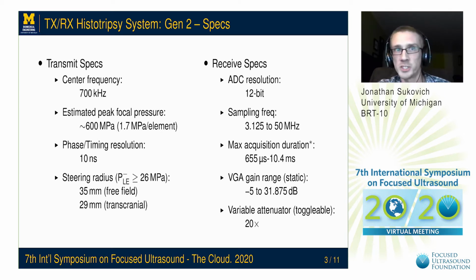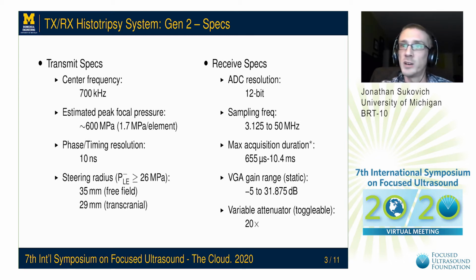Peak rarefactional pressures at the focus are about 600 megapascals. There's 10 nanosecond transmit resolution, and it's got a steering radius of about 30 millimeters through the skull. On the receive side, the ADC is 12 bits. We've got an adjustable sampling frequency that we can set anywhere from 3 to 50 megahertz. The max acquisition duration, depending on sampling frequency, is between 650 microseconds and 10 milliseconds.